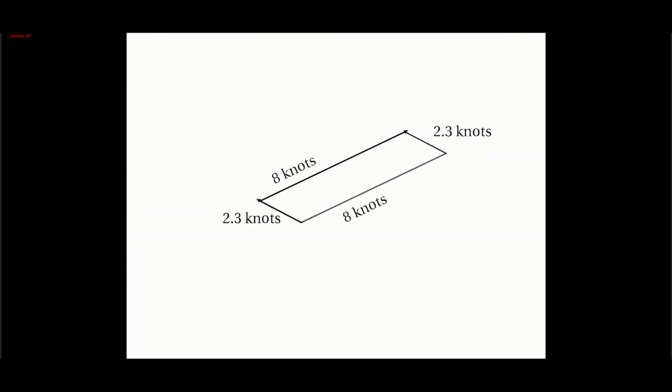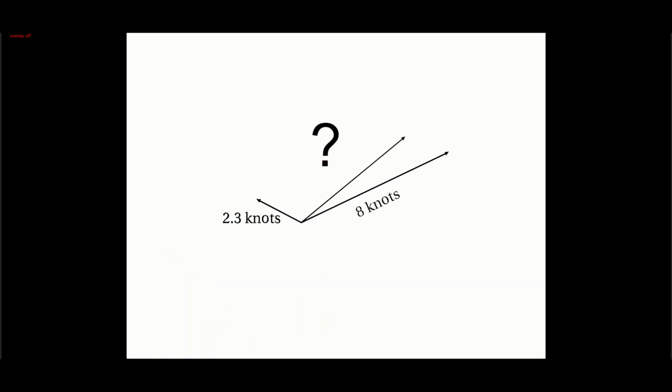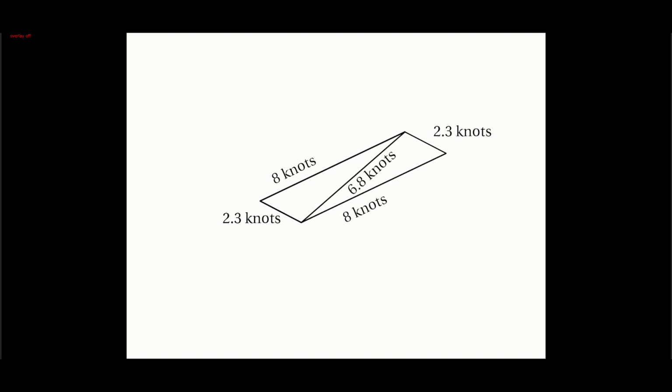Something else I'd like to point out as well is this vector, it doesn't matter what the time is. So let's say we're doing a journey of 10 hours. As long as we keep our speed of 8 knots on our boat, and the tide is always 2.3 knots, say for 10 hours, then our resultant force will always be 6.8 knots in the same direction.